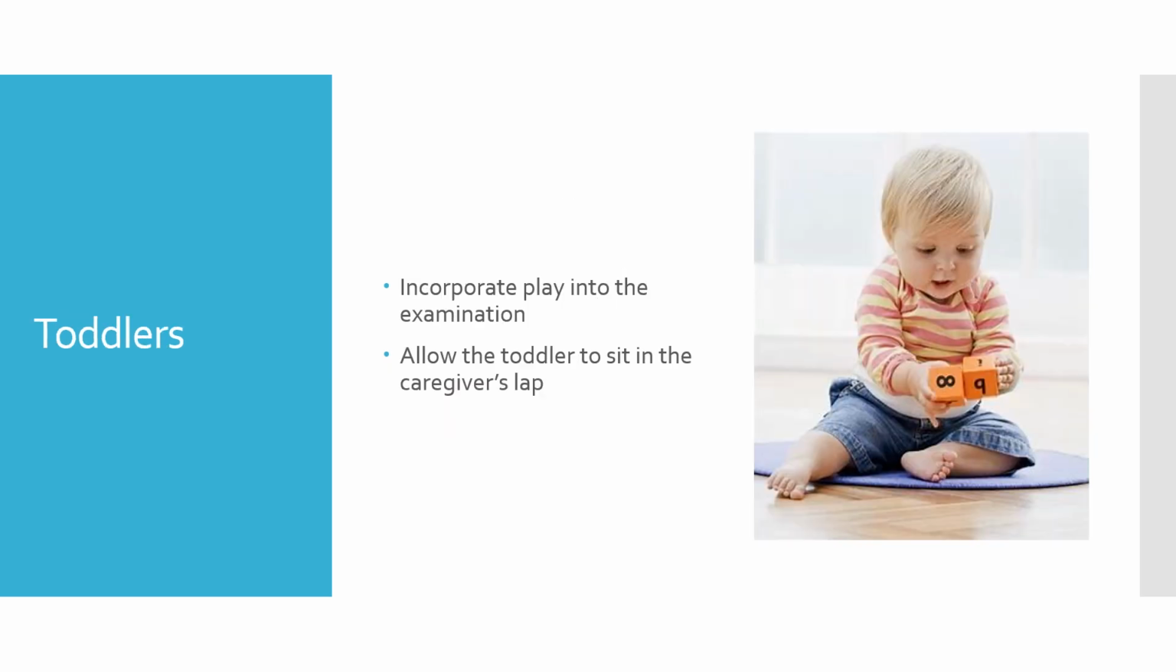Toddlers can be very challenging. So incorporating play into the examination may help with that cooperation. This play may include letting the toddler handle the equipment so that it is less scary. Allowing that toddler to be held will also alleviate some of their anxiety. Make sure you praise the toddler when they do things that they are asked to do. And we have to remember that toddlers are very egocentric. So telling them how well another child behaved isn't really going to gain any trust or cooperation from them.